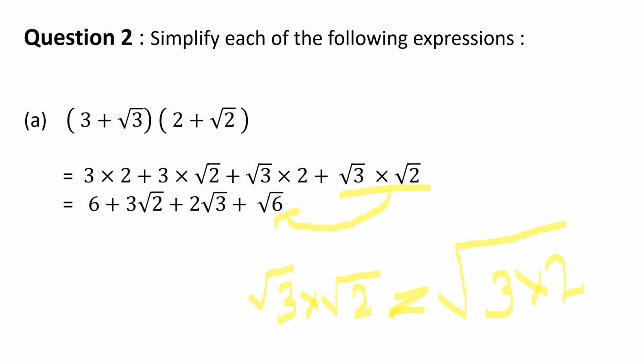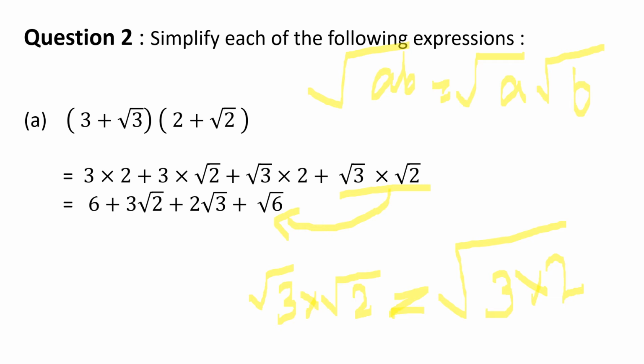Okay, we use the formula. What formula? Root ab is equal to root a into root b. We have seen this in the previous class, right? Yes, so we use this formula here. So root 3 into root 2 is root 3 into 2. 3 into 2 is 6. So we used that formula here.